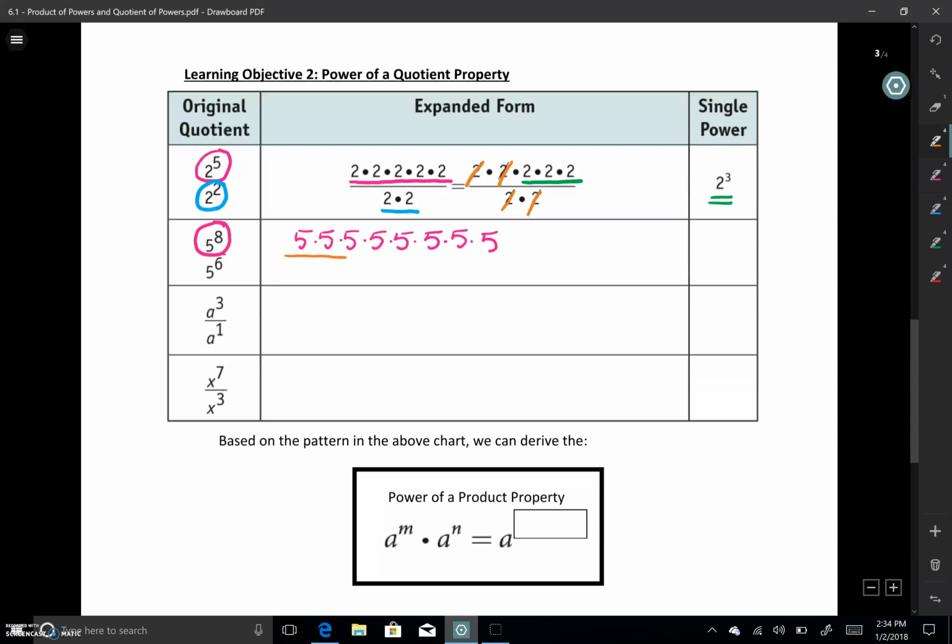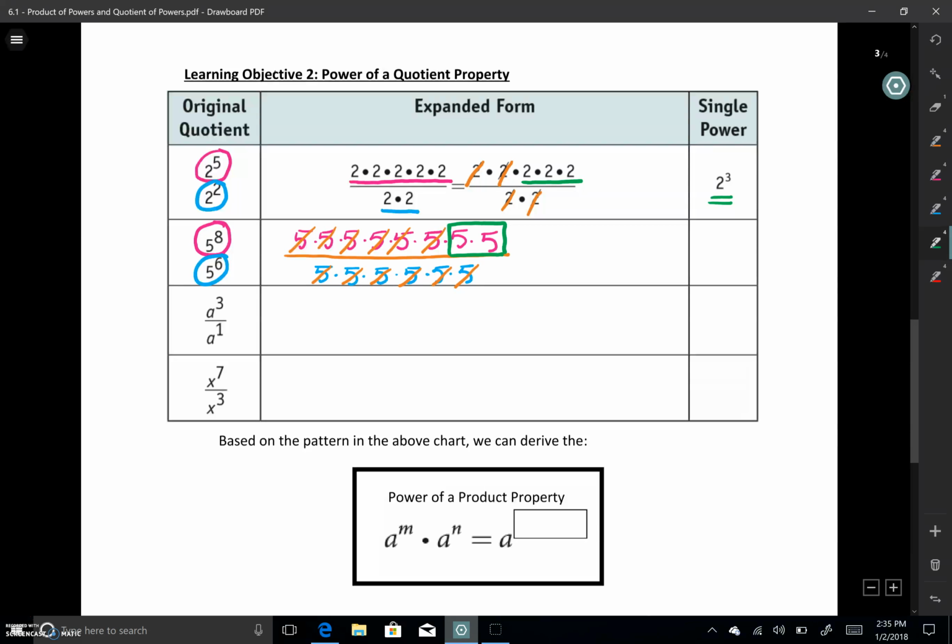I'm going to put that all over 5 to the 6th. So 5 times itself 6 times: 3, 4, 5, 6. And then I'm going to cancel out the 5's in the numerator and the denominator. So 1 on top, 1 on bottom, 1 on top, 1 on bottom, 1 on top, 1 on bottom. I keep going until however many there are cancels. And now I see that all that I'm left with is this right here.